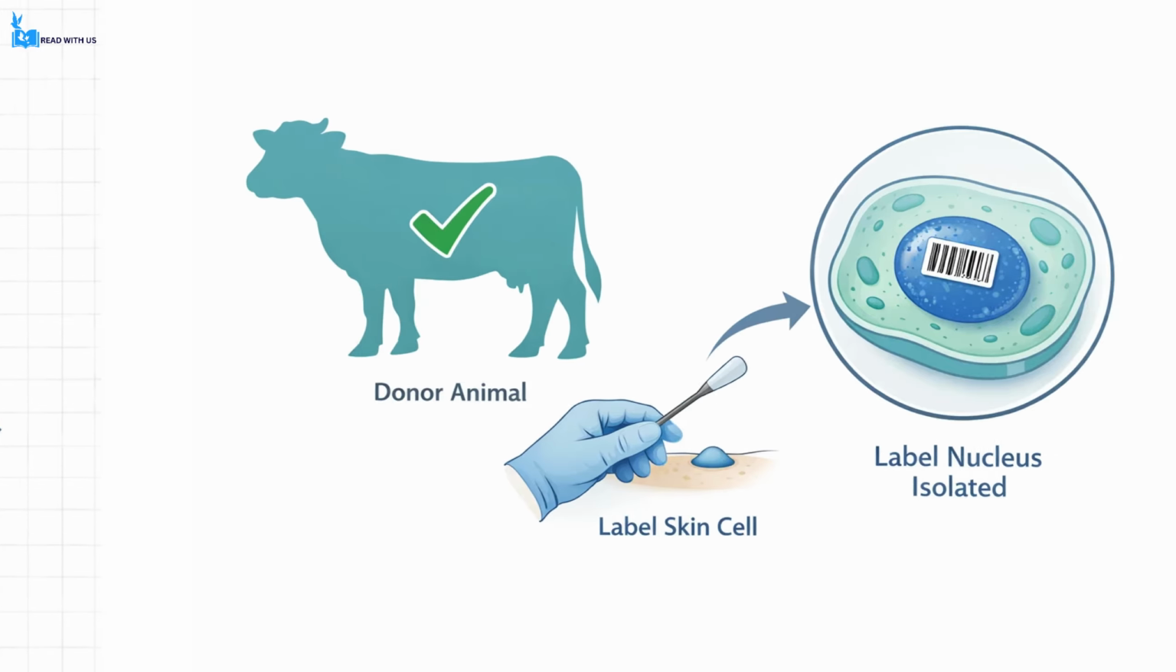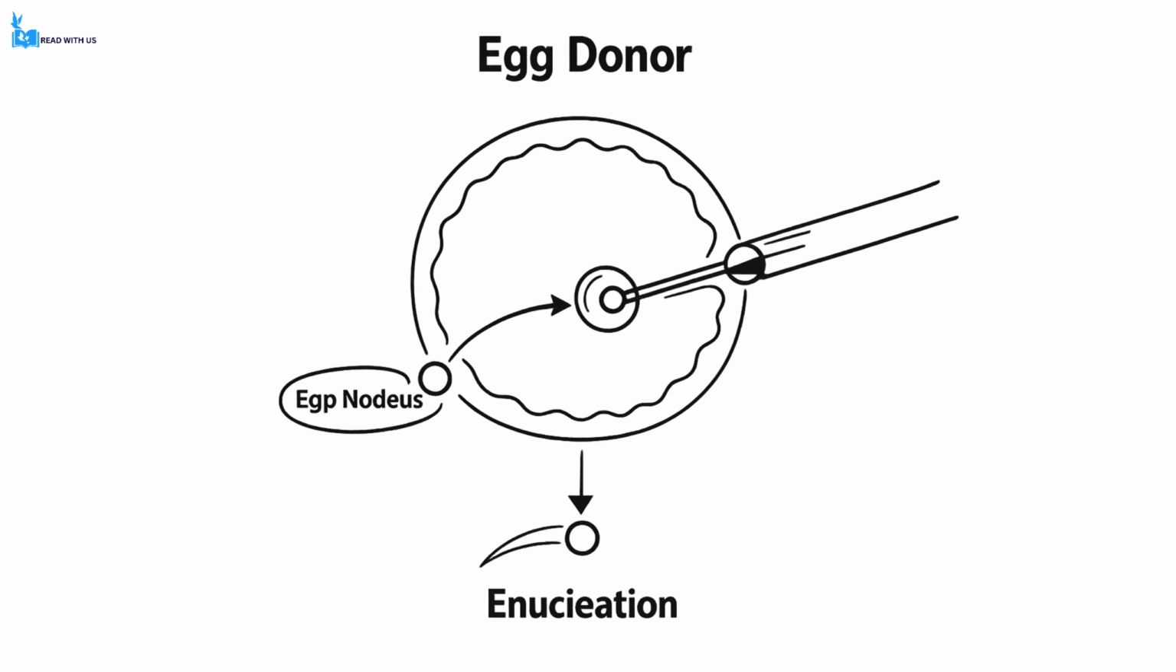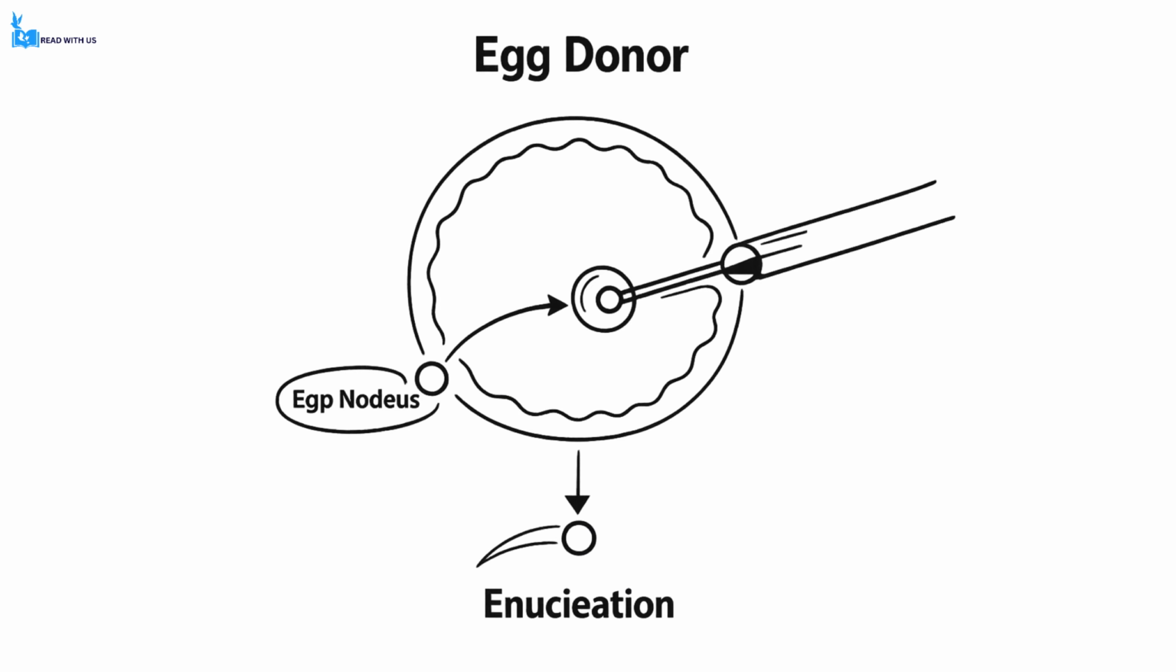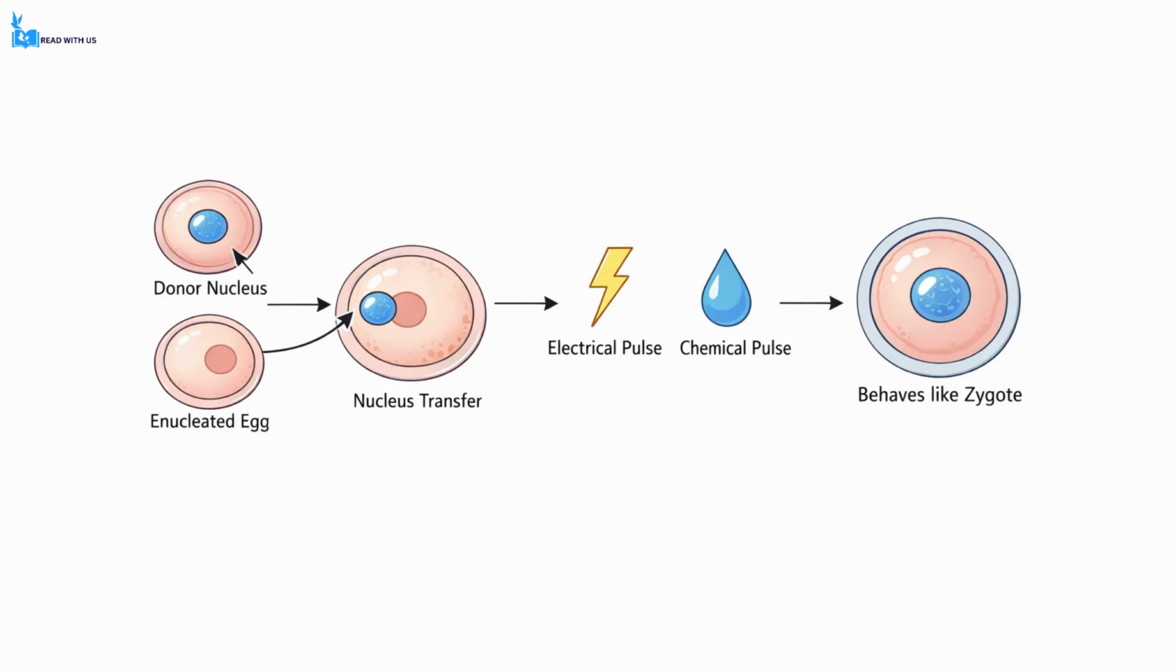First, a donor animal is chosen, and a somatic cell, such as a skin cell, is collected and its nucleus is isolated. Second, an unfertilized egg cell is taken from another animal, and the egg nucleus is removed in a step called enucleation. Third, the donor nucleus is inserted into the enucleated egg, and the cell is activated with a brief electrical or chemical pulse so it behaves like a zygote.